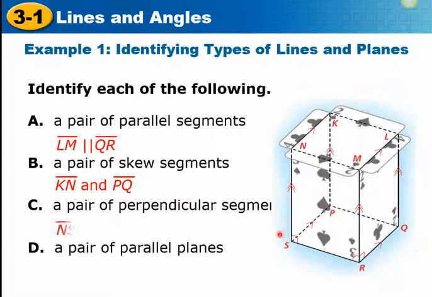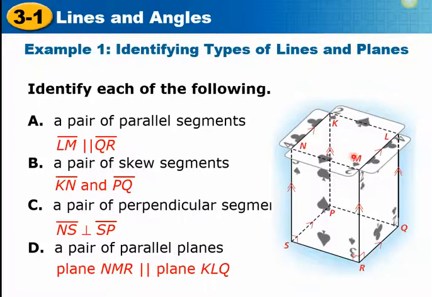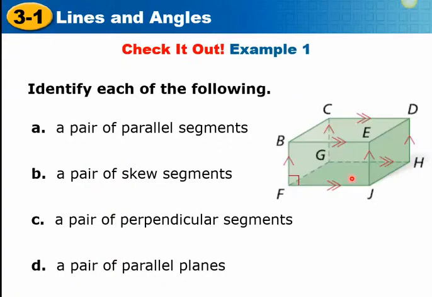A pair of perpendicular segments might be NS. This one is perpendicular to SP. They're marked perpendicular. And a pair of parallel planes, plane NMR, that's this front side of the box, would be parallel to plane KLQ, which is the back side of the box.